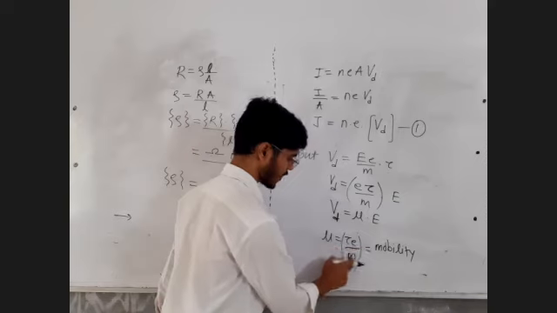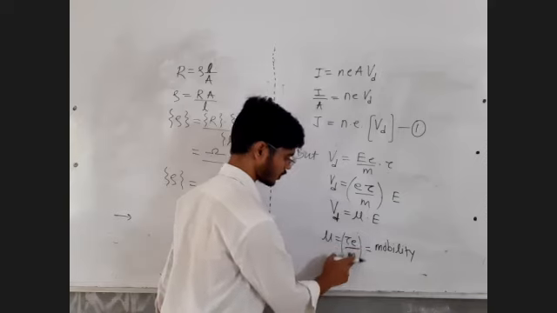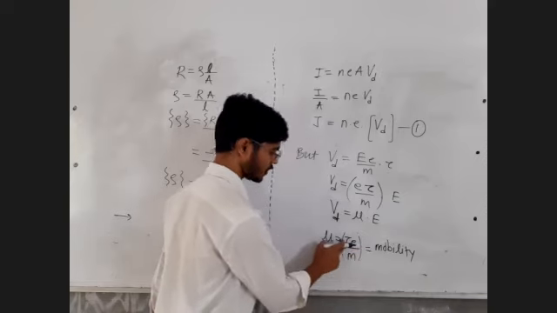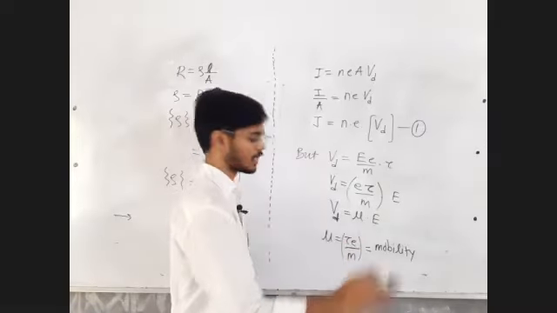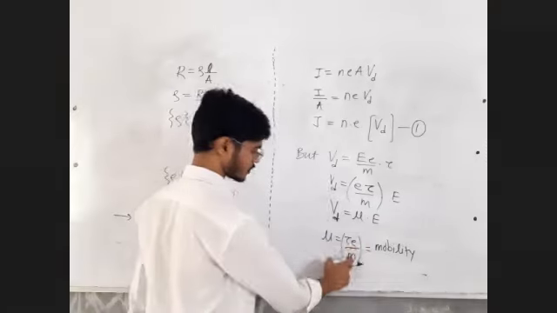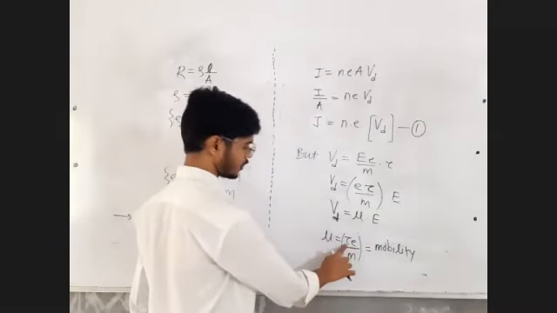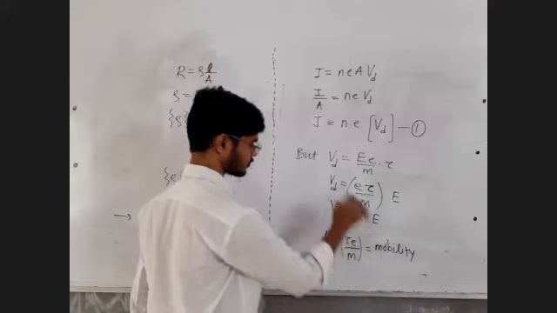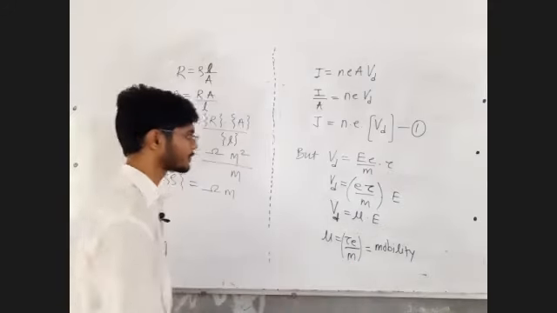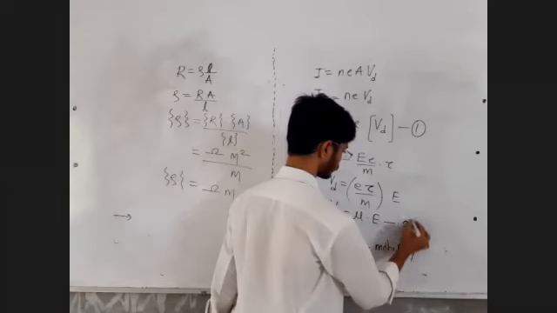Charge divided by mass, the charge upon mass ratio, into relaxation time is called the mobility of the given charge carrier. Charge upon mass ratio into tau, charge on electron, mass of electron. This is called the mobility of electron. All these are equation 2.